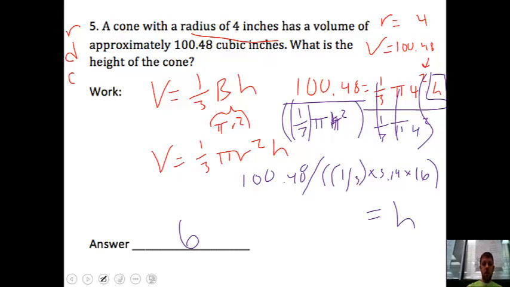Now, Mr. Hambley, do I have to square root that? No, because h wasn't squared to begin with.